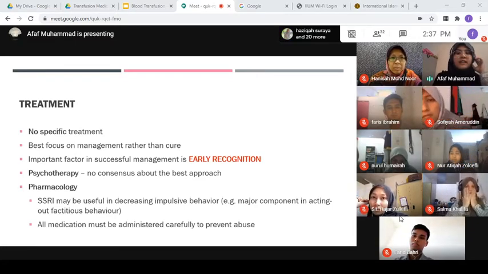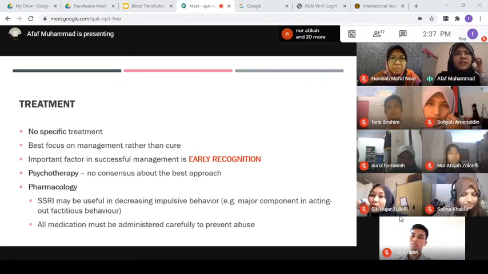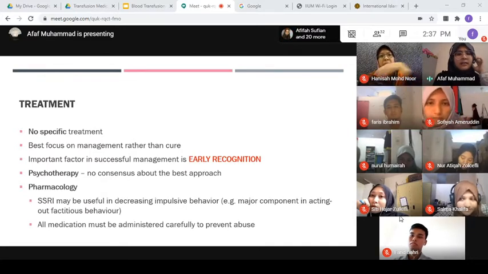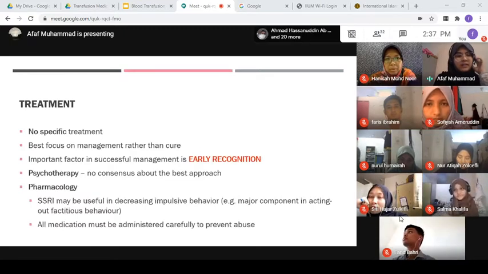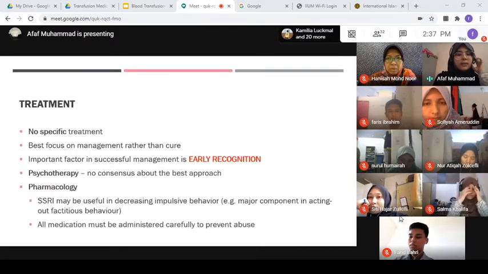And the most important thing is actually to recognize it early, to avoid putting the patient under unnecessary investigations and all that. And from the books, it says that there's no consensus on what type of psychotherapy is best for these patients. But for pharmacology, SSRIs can be given, especially for those who have impulsive behavior. But the most important thing to think about is to make sure the patient does not abuse the medication.